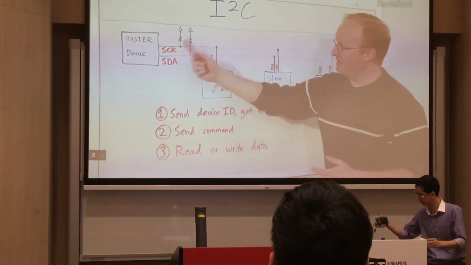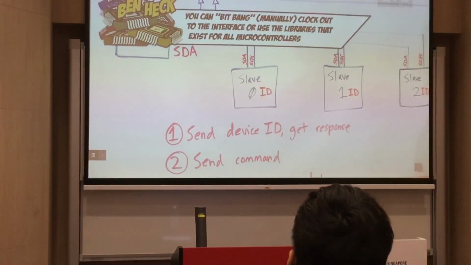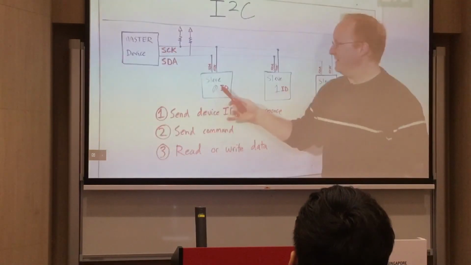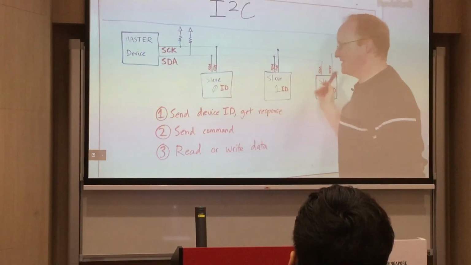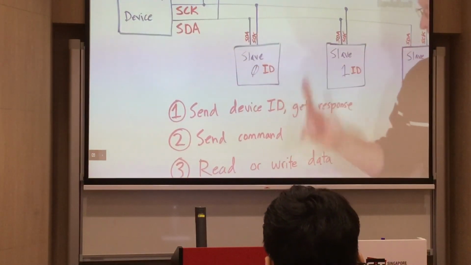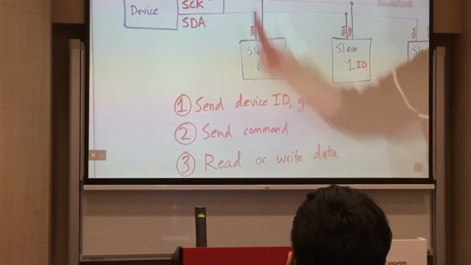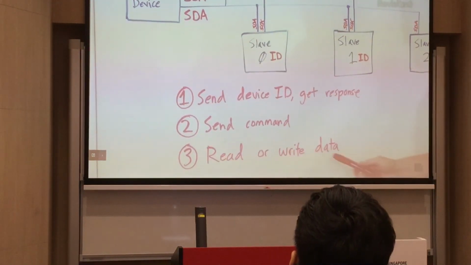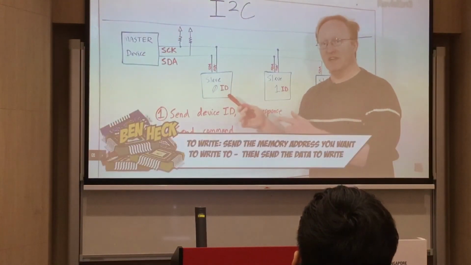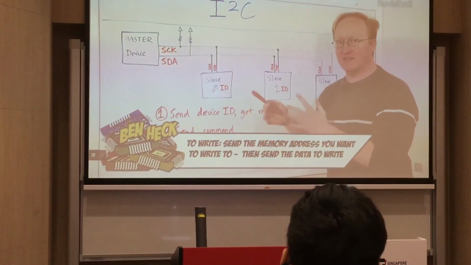So here's how it works. The master device sends out a device ID command on the bus, like wake up device 0. Device 0 is like, oh, that's me, and it acknowledges back. The other devices don't do anything. Now the master knows it's talking to device 0: here's your command. Device 0 says okay. Then the master device will either read or write data or send some sort of command to the device, and that's the slave ID. So it's all based off of the device ID, and it's always the first thing you send out on the bus.